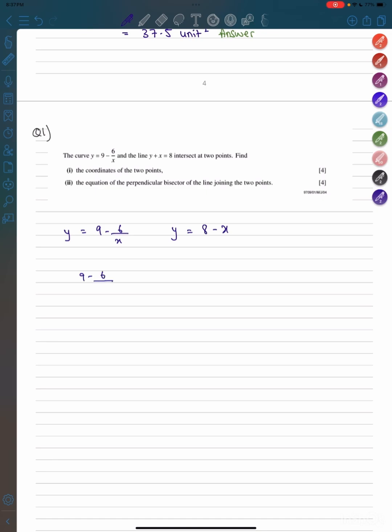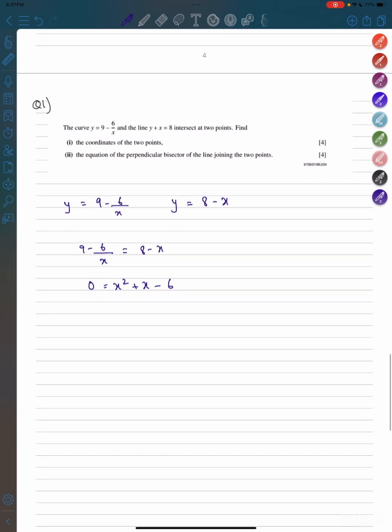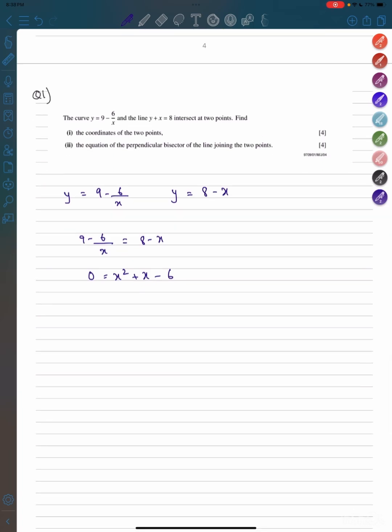So 9 minus 6 over x equals 8 minus x. You're going to solve this, and that will give us 0 equals x squared plus x minus 6. You can solve this by middle term breaking or use the calculator. So I will do middle term breaking to give a visual representation of how I've solved it. So the two x coordinates that we get are negative 3 and 2.